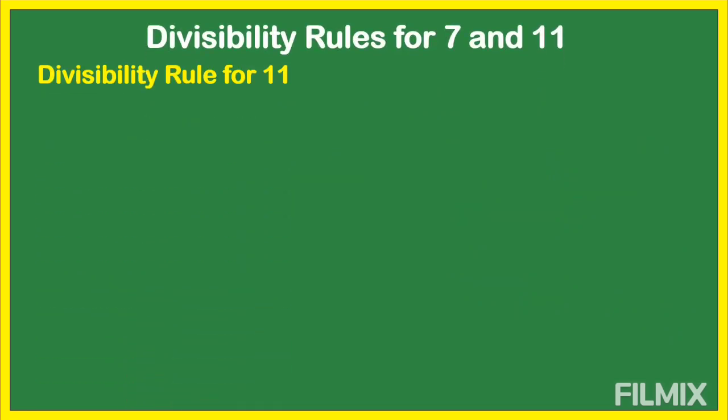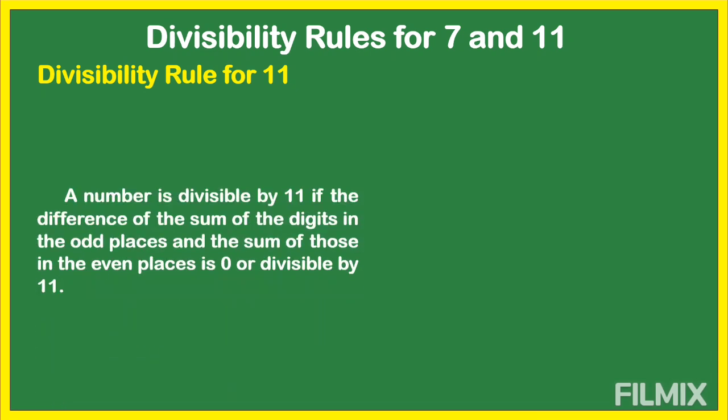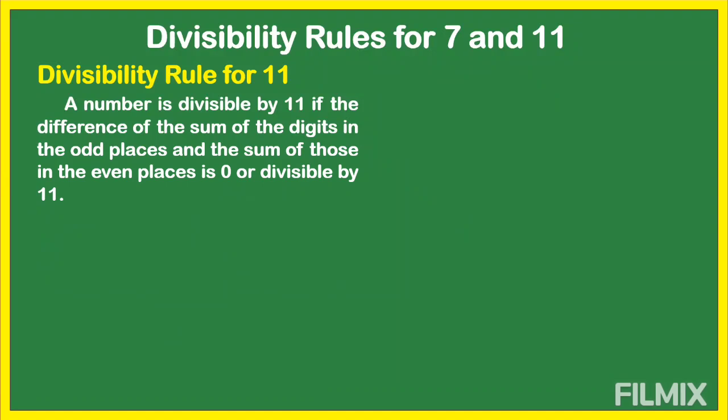Okay guys, next is the divisibility rule for 11. How do we know that a number is divisible by 11? A number is divisible by 11 if the difference of the sum of the digits in the odd places and the sum of those in the even places is 0 or divisible by 11. Do you understand? Oh, a little bit complicated, I know. So let's have an example. Okay, for example, is 583 divisible by 11?